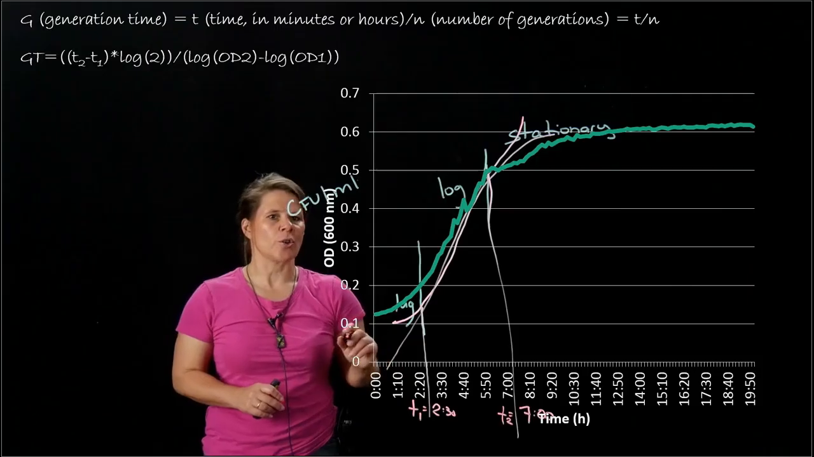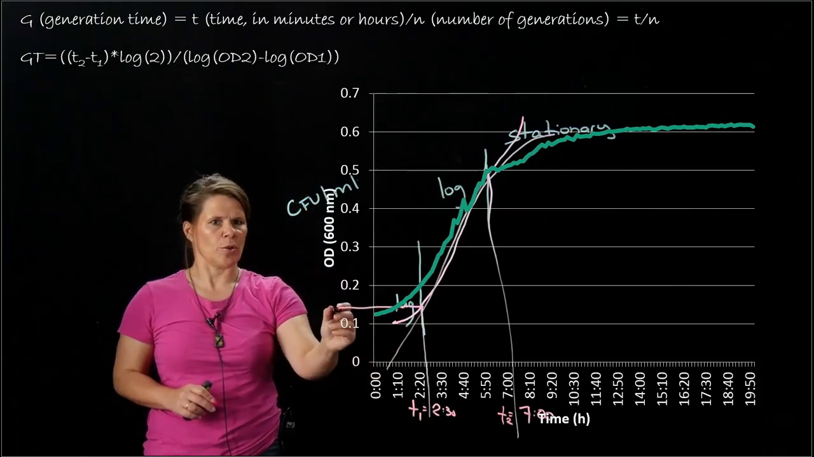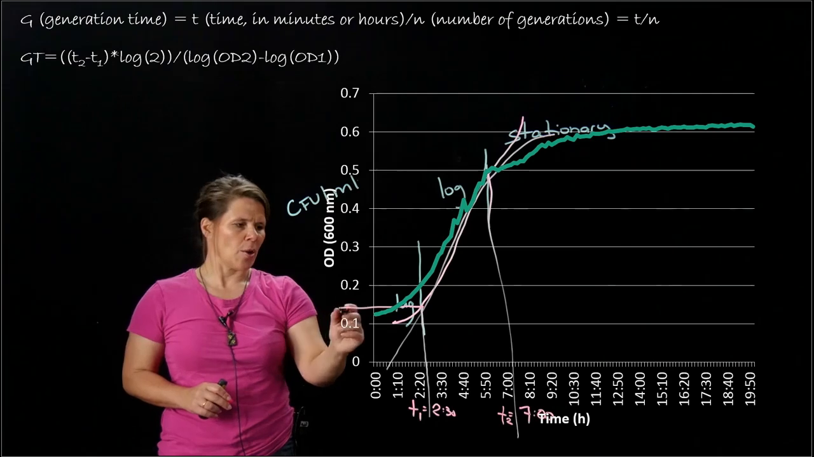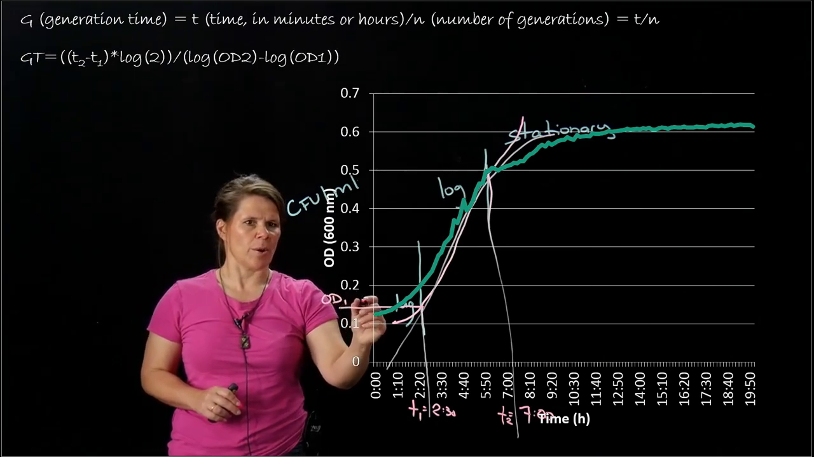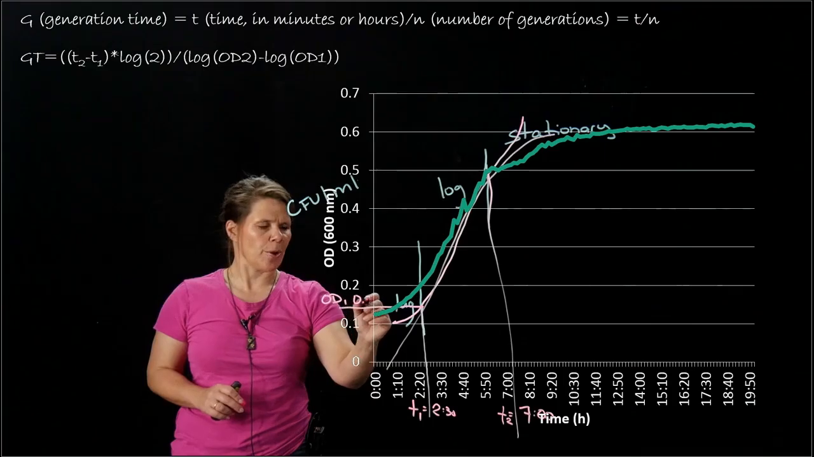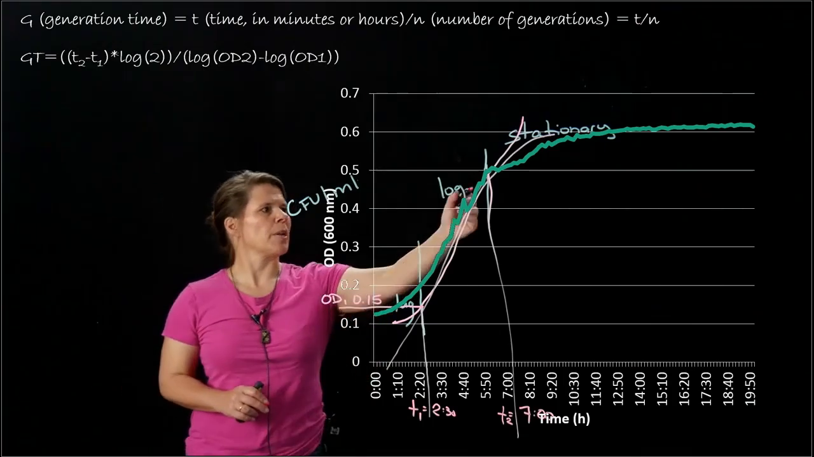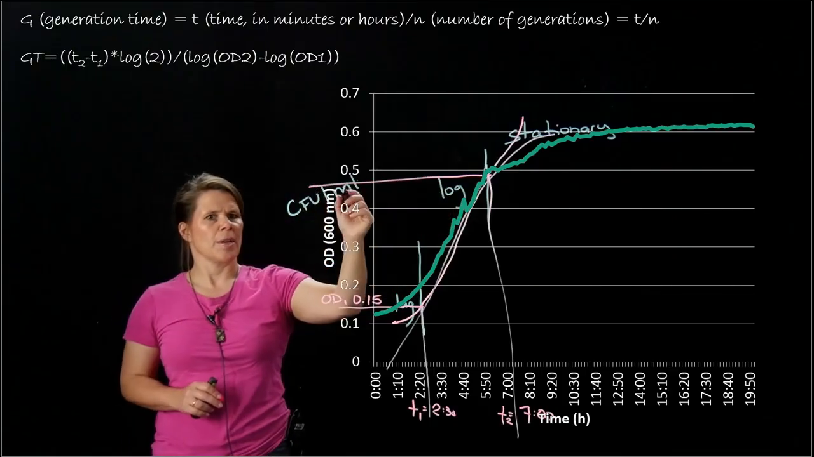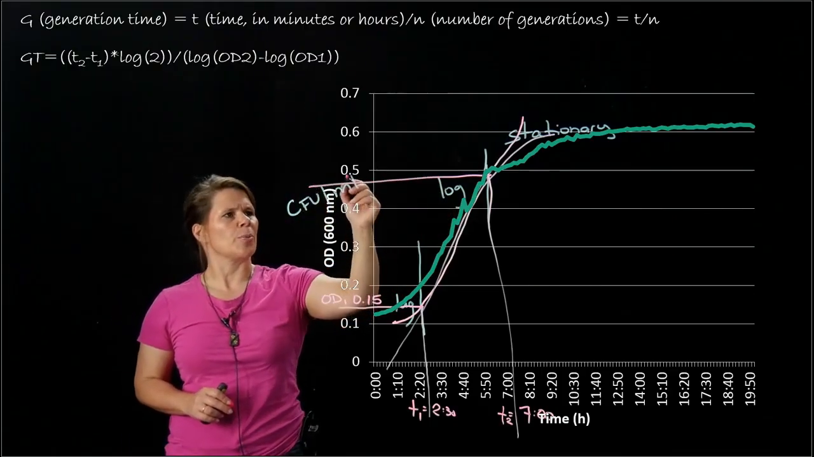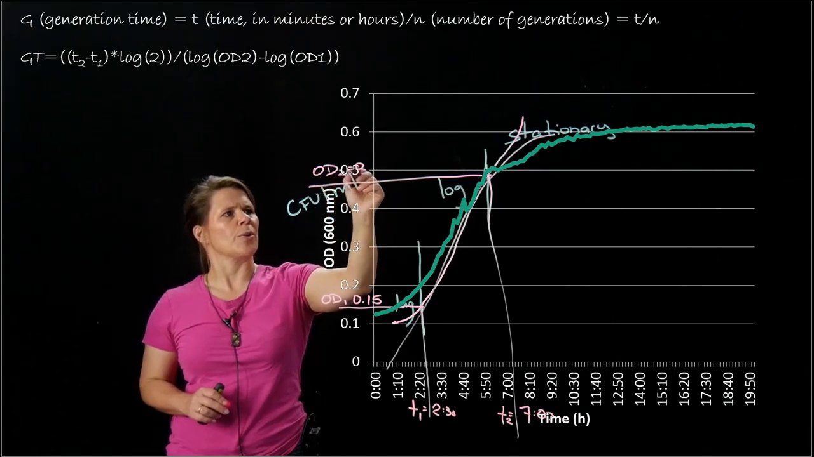Now you need to get the corresponding optical densities. You just go over to your y-axis, and the optical density at time 1, OD1, is approximately 0.15. And the optical density at the highest point of the steepest part is approximately 0.5. So your OD2 will be 0.5.